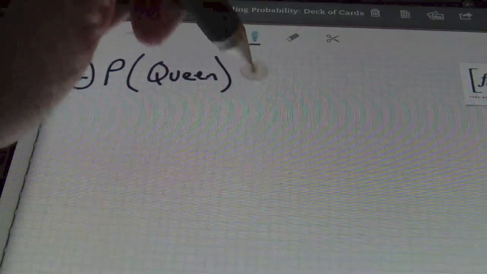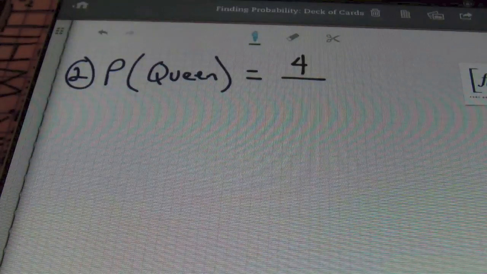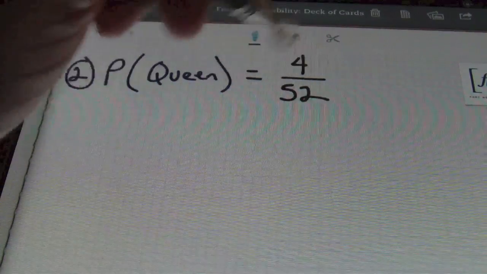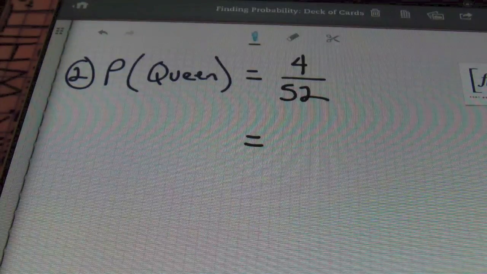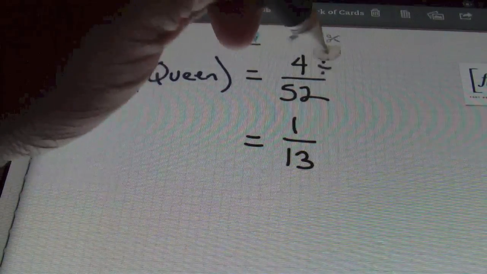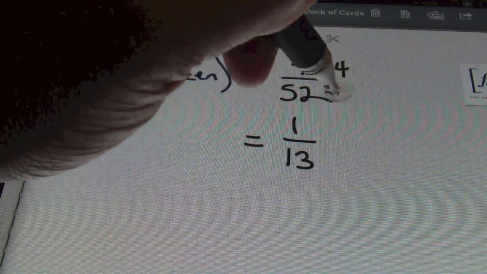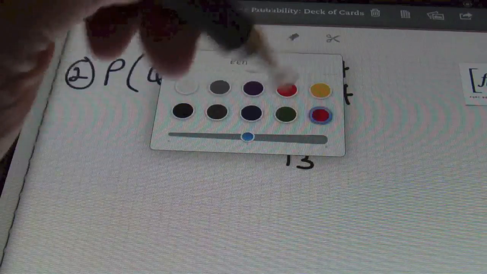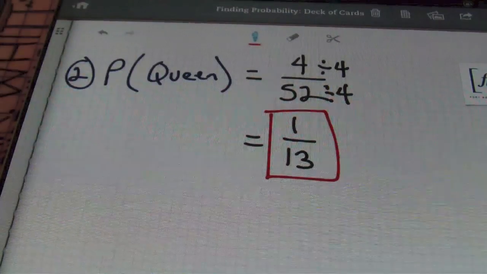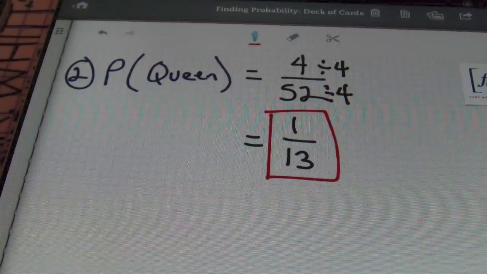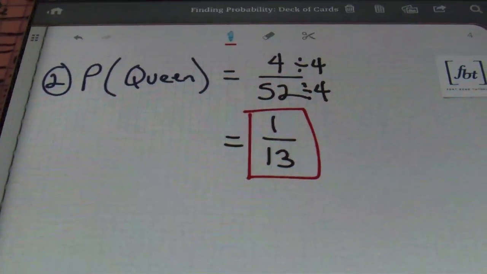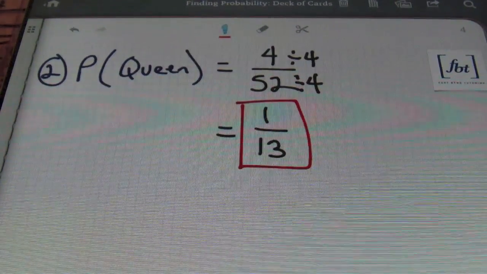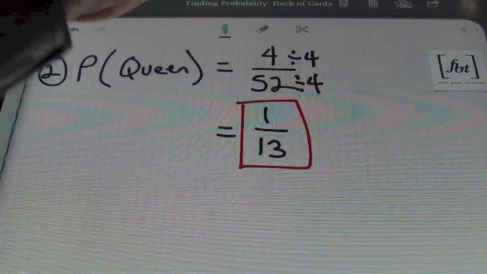So knowing that I have 4 queens, I'm going to say that I have 4 out of the total number of cards in the deck of cards, which is 52, and that 4 over 52 reduces to 1 over 13. That's right, I had 4 divided by 4 and 52 divided by 4, and that reduced to 1/13, which is my answer. That's it, 1/13. Okay, and that's the probability. That was problem number 2. It's not bad. Let's continue on. I got plenty of examples, all right?